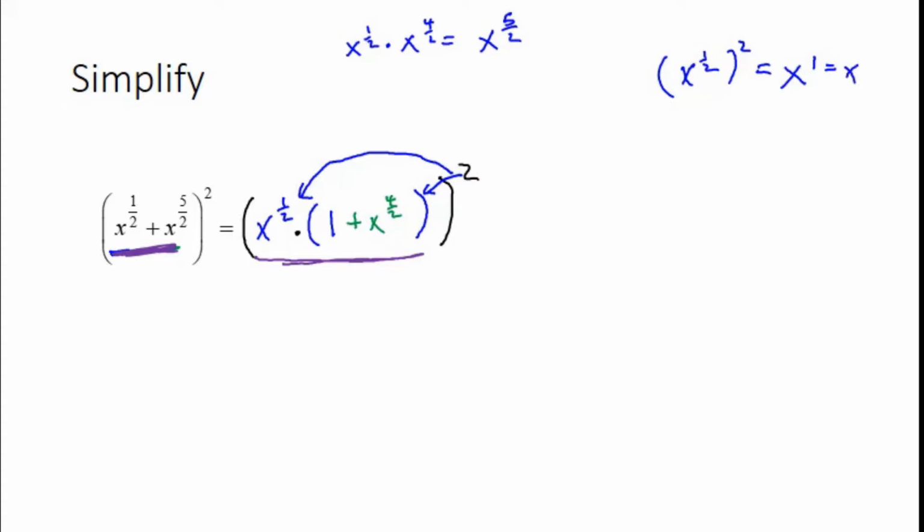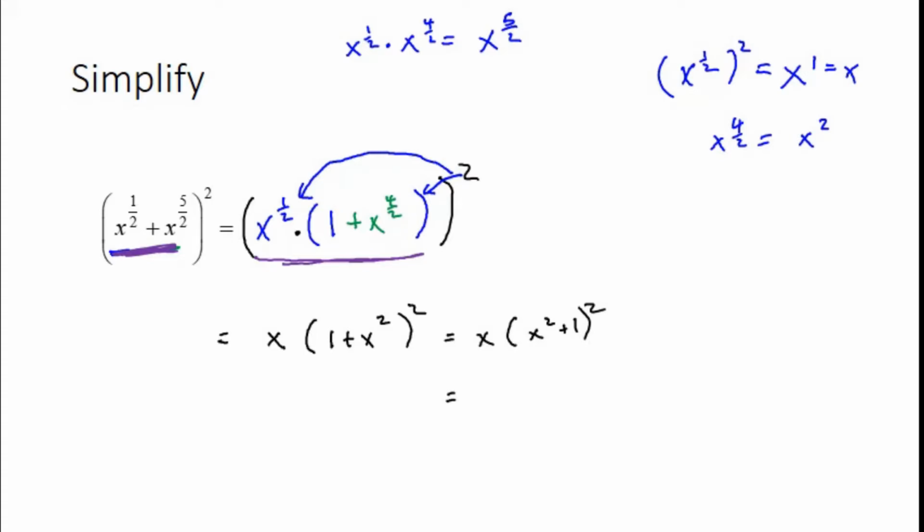If we have x to the 4/2, well, that's easy. That's just going to be x squared. So we should be able to rewrite everything the following way. This is equal to just x times 1 plus x squared raised to the second power. Or if you prefer, x times x squared plus 1 raised to the second power.